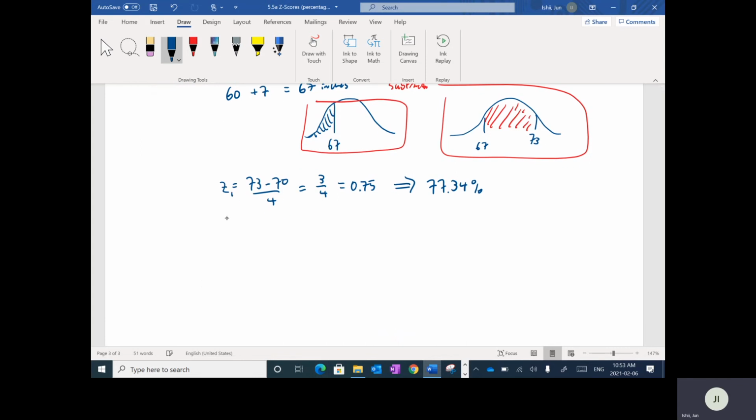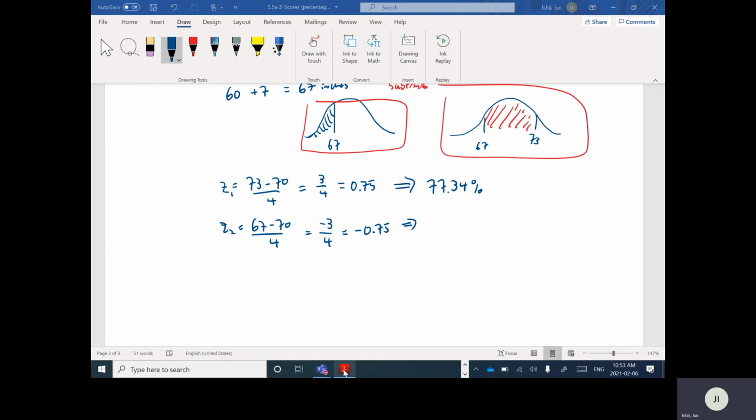Actually, I'll call this Z1. The other Z score that I want to look up is the 67. So I'm going to go 67 minus 70, divided by 4. This one here is -3. Negatives count, right? So 67 minus 70 is -3. So that's -3 over 4. So I'm going to look up -0.75 in my Z table.